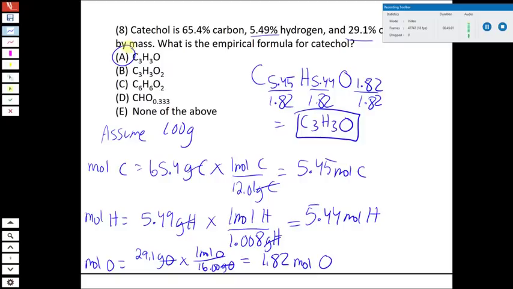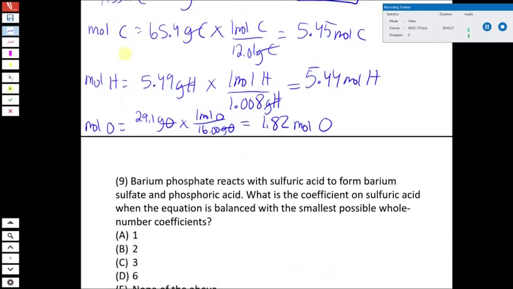We can eliminate a couple of these because this is not an empirical formula because it doesn't have the smallest ratio. 6, 6, and 2 can be reduced. This is not an empirical formula because it has a fractional subscript. So really there's only two choices we even have to consider, and the one that matches up is choice A. All right, any questions on that? Okay, let's move on then.